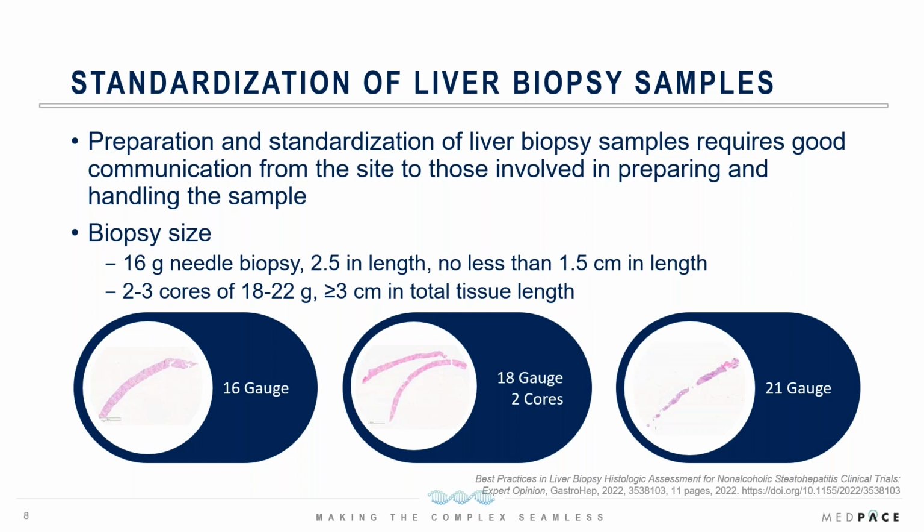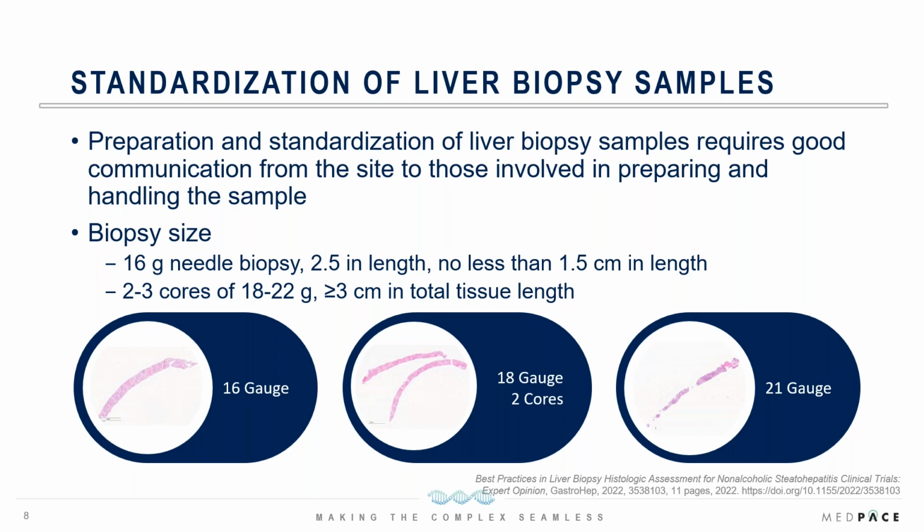What we've seen sometimes in the past is if there is no communication and that outside imaging center is just told to get a liver biopsy, sometimes we end up with these 21-gauge single core biopsies. As you can see in the example on the bottom right, if you look at just the amount of tissue that the pathologist has to evaluate, there's certainly a lot more tissue in that 16-gauge and 18-gauge with 2 cores compared to the 21-gauge.